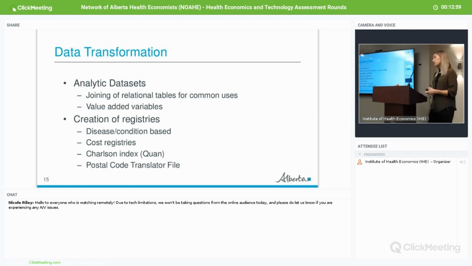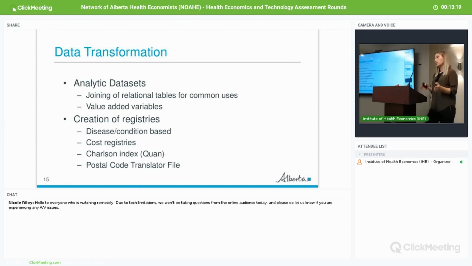We also have our cost registry. So here we have an indicator of whether or not someone was in the province at a given time, and their total ambulatory, inpatient, emergency and physician costs for that time span. We'll do the same thing for Charlson indexes and our postal code translator file, which we actually disseminate very broadly.